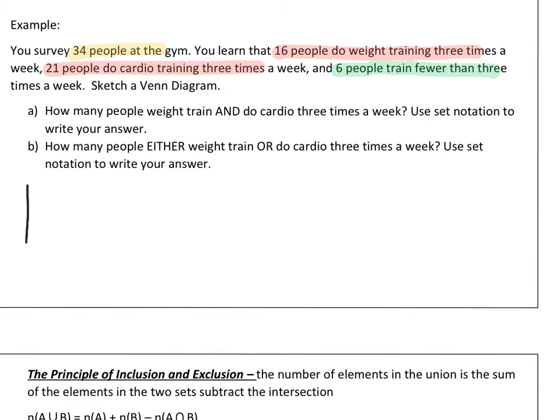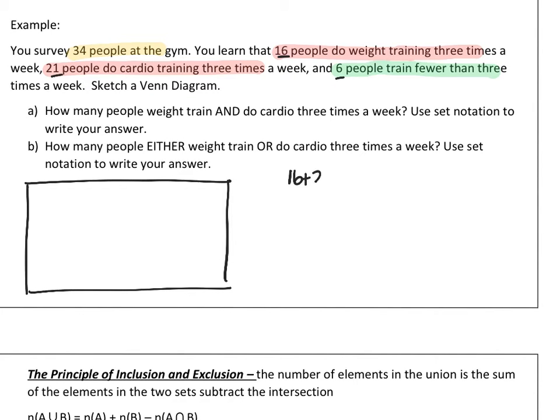This is very similar to what we were doing before. In the last section, we're just going to use proper set notation. So here's my universal set, which will have my 34 people that I surveyed at the gym. I've got weight training, and if I add together my 16 and 21 and 6, I can see that is more than 34, right? So 16 and 21 and 6 adds up to 43.